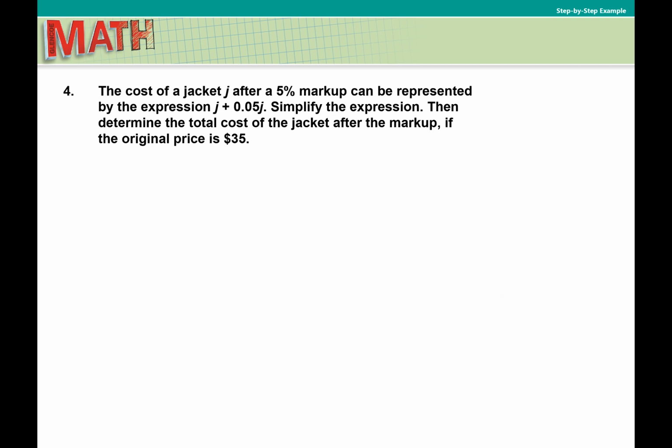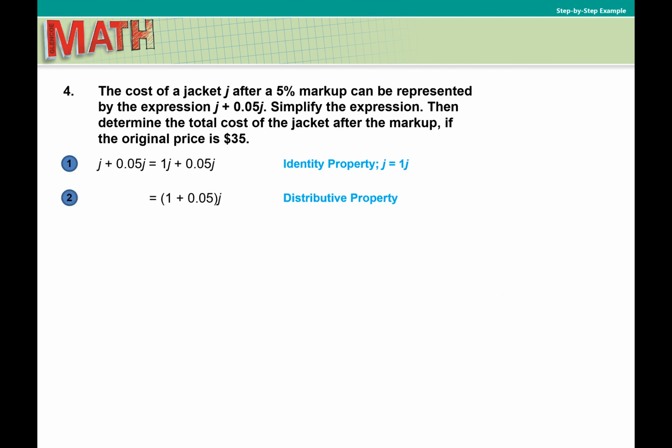Okay, real world problem here. The cost of a jacket, J, is what that will stand for, after a 5% markup can be represented by the expression J, which is the cost of the jacket, plus 5% of J, or 0.05 times J. So we're going to simplify that expression, and then we'll determine the cost of the jacket after the markup if the original price is $35. Okay, so here's our expression. J plus 0.05 times J, which is the same as 1J plus 0.05J.